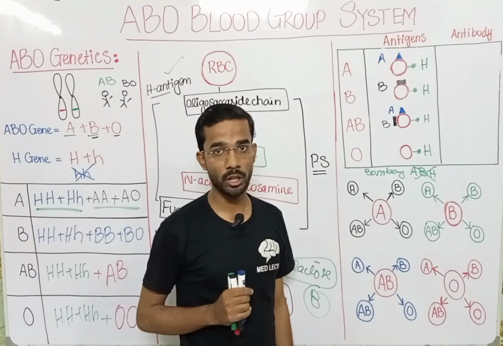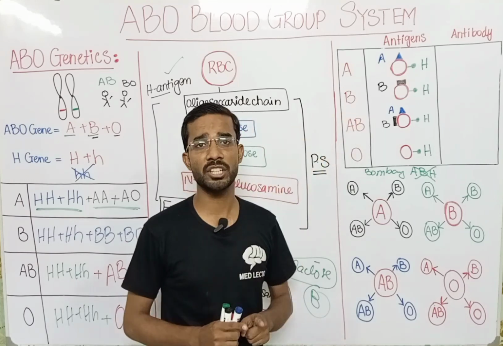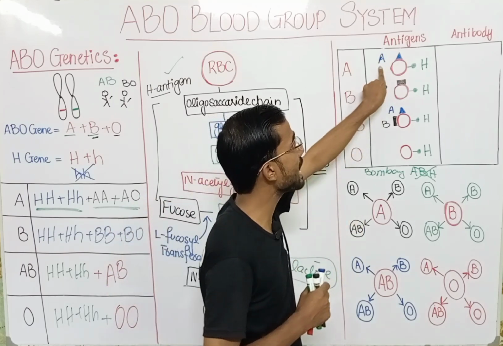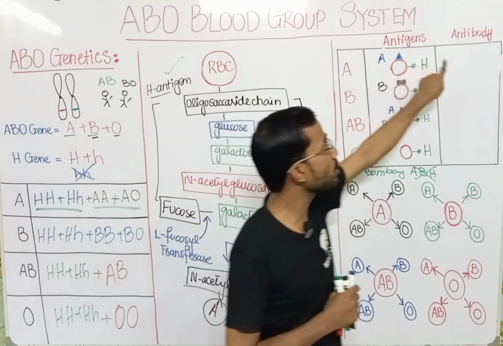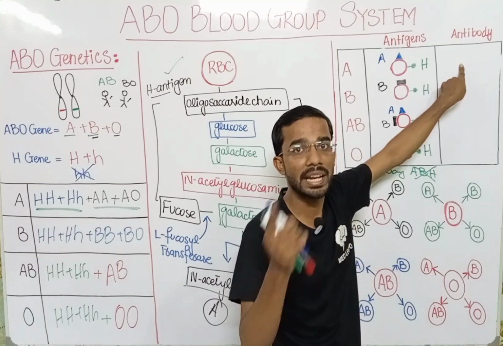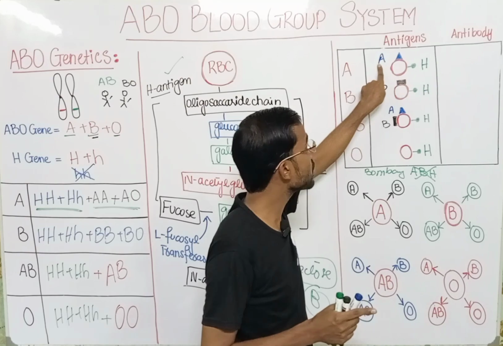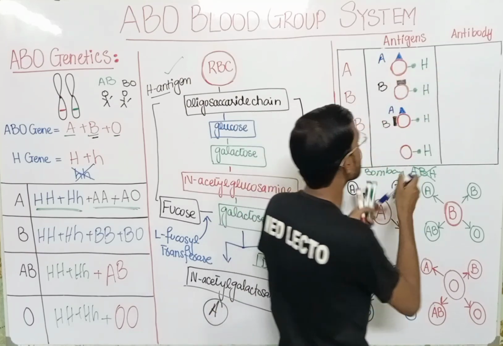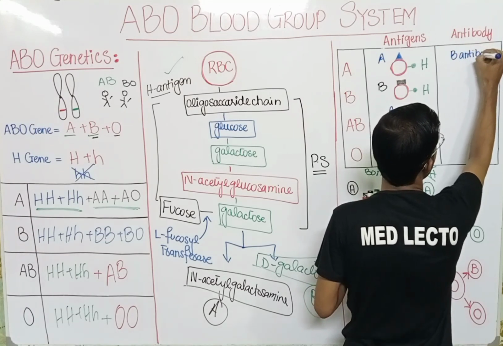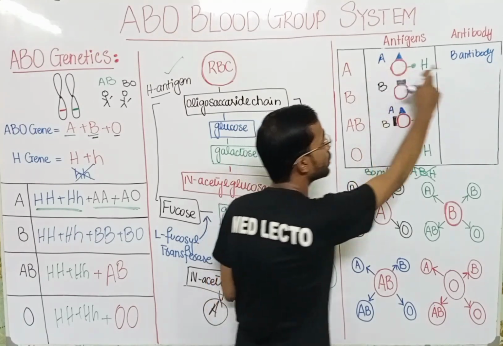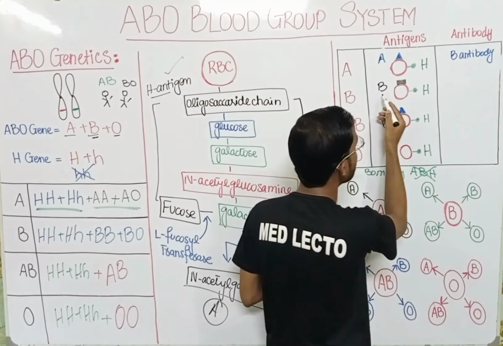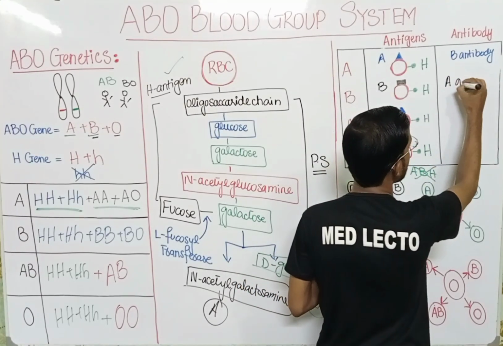Keep this rule in your mind: the same antigen and antibody cannot come across. If there is an A antigen, the opposite will be the B antibody, because the A antigen and an A antibody would be the same. So in this case, for the A antigen, the opposite will be the B antibody. Next, if there is a B antigen, the opposite will be the A antibody.